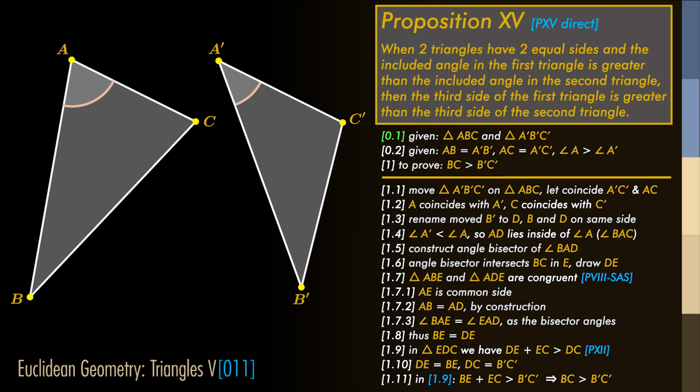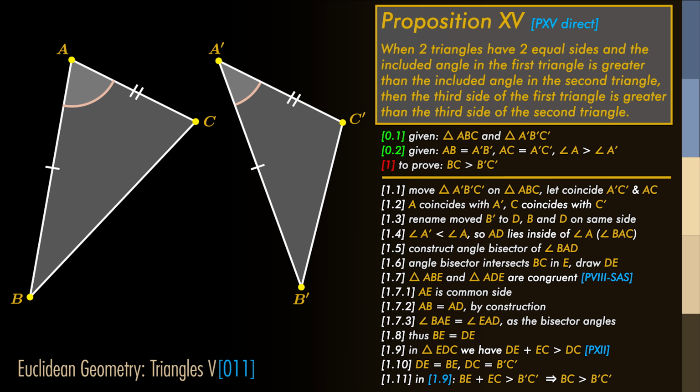Behold the two triangles ABC and A'B'C'. The sides AB and AC are equal to A'B' and A'C' respectively. The included angle A is greater than the included angle A'. We need to prove that side BC is greater than B'C' for the proposition to be true.